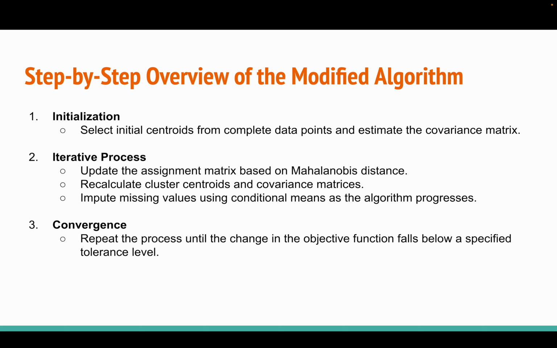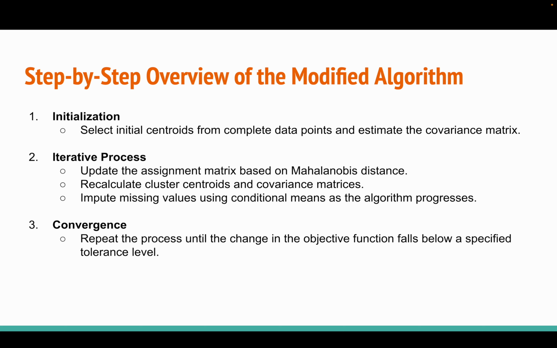The step-by-step approach of this proposed algorithm is: we initialize centroids from complete data points and estimate the covariance matrix. Then, in an iterative process, we update the assignment matrix based on the Mahalanobis distance, recalculate cluster centroids and covariance matrices, and impute missing values using conditional means as the algorithm proceeds. We repeat the process until the change in the objective function falls below a specified tolerance level.